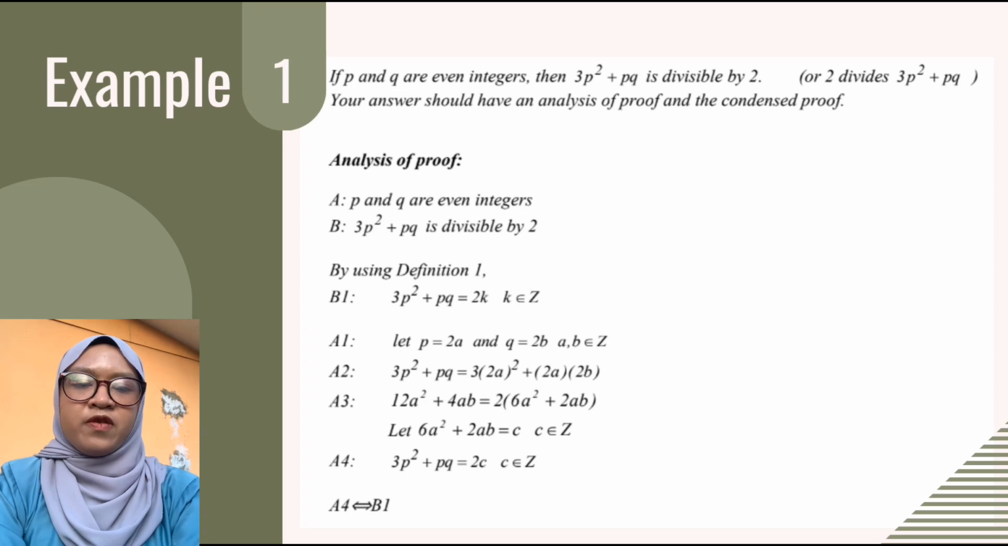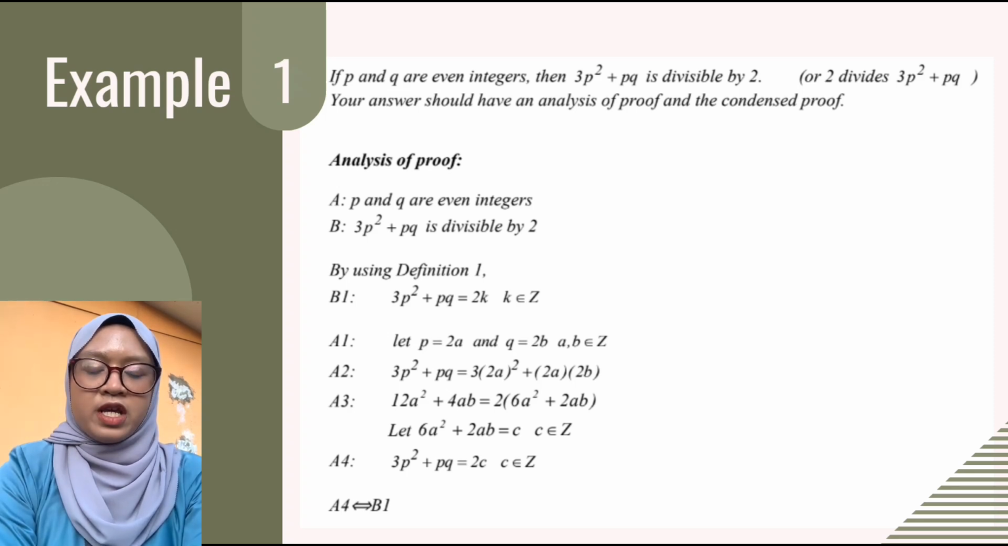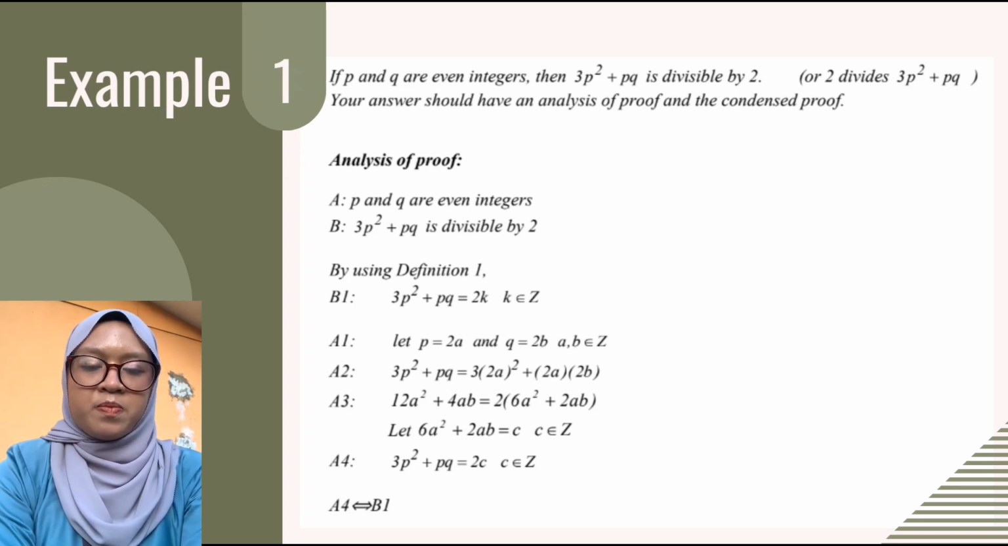If P and Q are even integers, then 3P squared plus PQ is divisible by 2. To answer that question: A is P and Q are even integers. B is 3P squared plus PQ is divisible by 2. By using definition 1, B1 is 3P squared plus PQ equals 2K, where K is an integer. A1 is let P equal 2A and Q equal 2B.